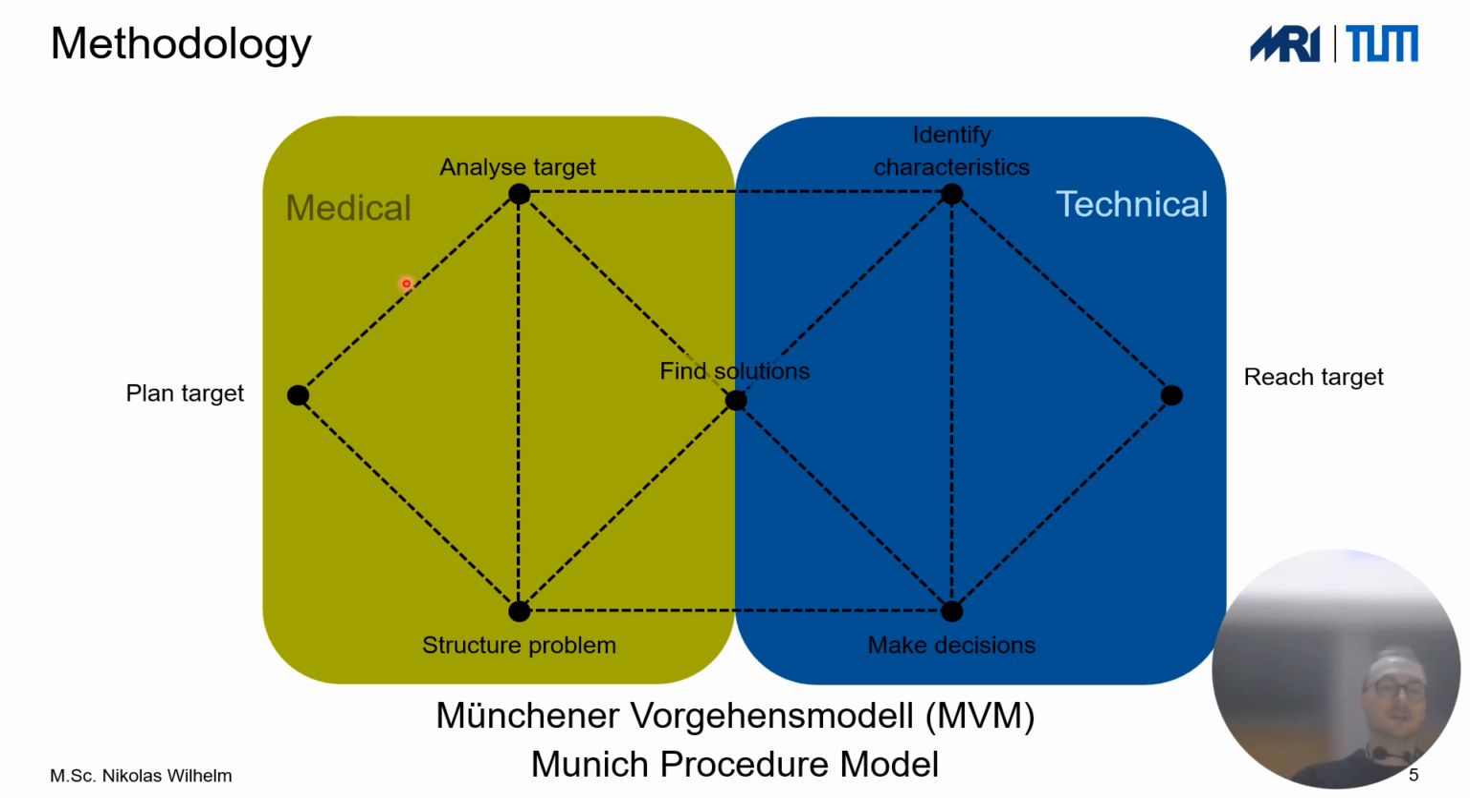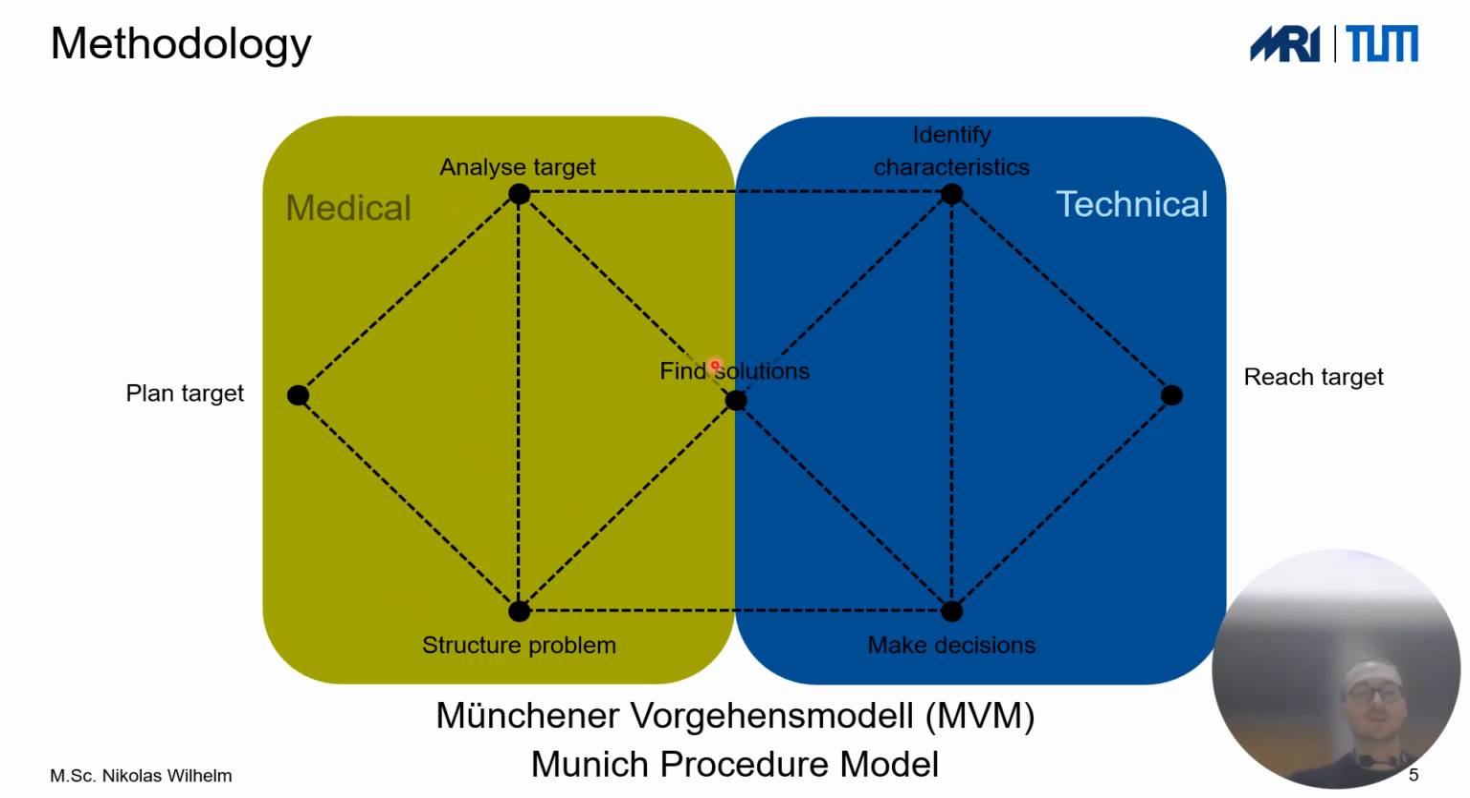Here on the left, we have the medical side, and that's the most important side we should be very thorough about and should be starting with. When we get some kind of problem, we should first talk to a doctor. We need to define what kind of target we want to plan. Then we really need to spend some time analyzing that target. If we are capable of analyzing that target thoroughly, we can start to structure our problem.